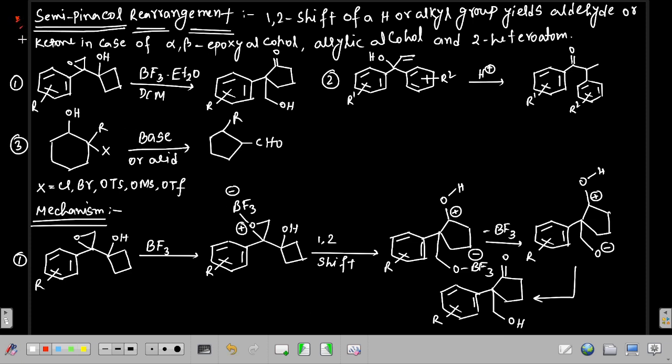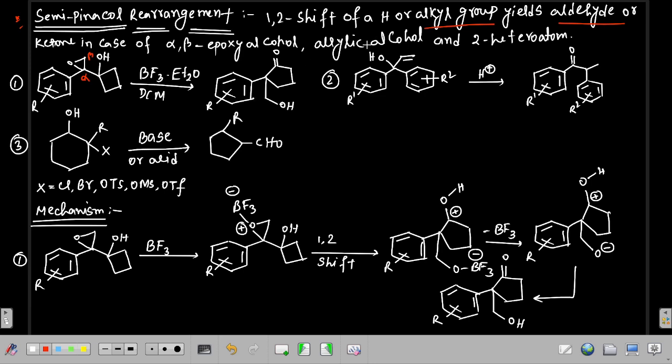Our next reaction is the semipinacol rearrangement. This is a 1,2 shift of the hydrogen or alkyl group, which leads to the formation of an aldehyde or ketone in case of an alpha beta epoxy alcohol. This is alpha, and this is beta epoxy alcohol.